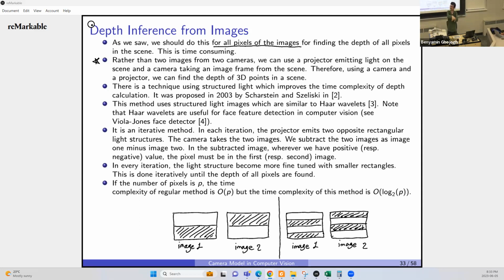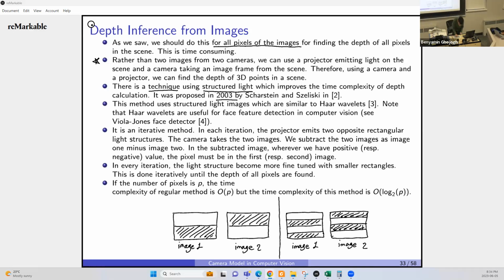It emits light. It doesn't get light. But I still have some pixels in the projector, right? So I can have a projector, and I also find the corresponding pixel in the camera. The projector emits some light to the scene. The camera gets that light from the scene and records that, okay? So rather than two cameras, I can have a projector and a camera. That's one thing. And there is a technique for improving the time complexity that I told you. That's called using structured light, which improves the time complexity.